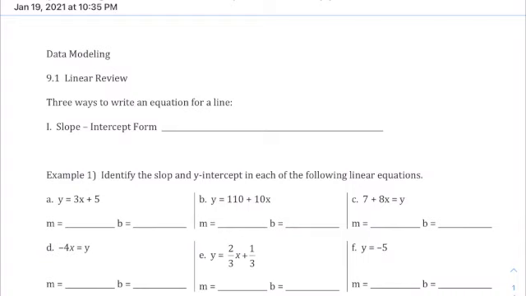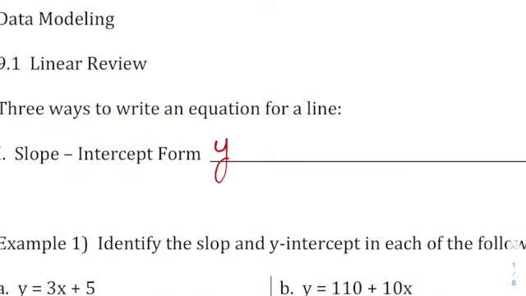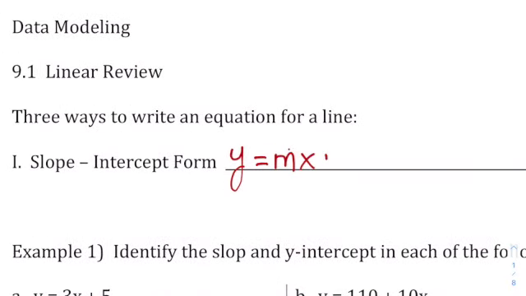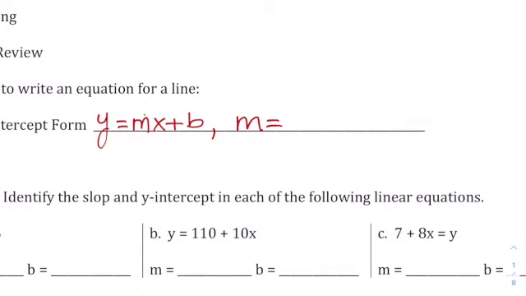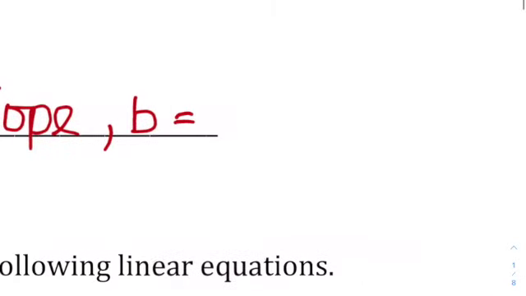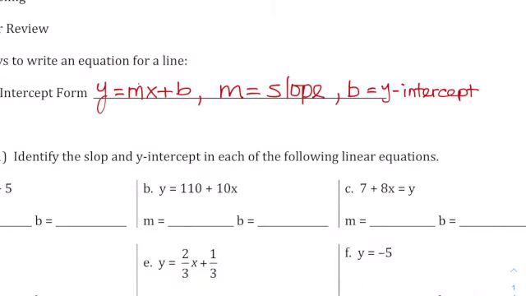There's three different ways to write an equation for a line. The first type is going to be the slope-intercept form, y equals mx plus b. M is the same as slope, and b is the same thing as y-intercept. And that's the most popular one you guys have seen.